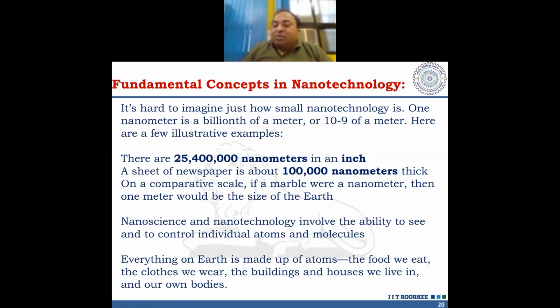Everything on the earth is made up of atoms. The food we eat, the clothes we wear, the buildings and houses we live in, and our own bodies. So, the ability to control atoms and molecules gives us the enormous capability, the enormous power to control the universe. And that's the beauty of the field called nanotechnology.